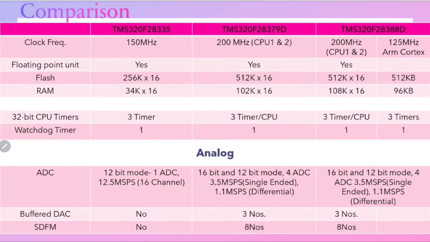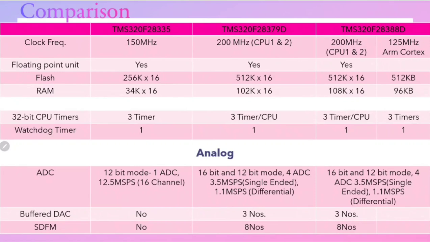So now we will do the comparative analysis in terms of memory, frequency, analog features, serial communication features, and many more. The first thing we will look at is the heart of the microcontrollers, the core architecture. The F28335 has the single core architecture, whereas the F28379D and 28388D have dual core architectures.